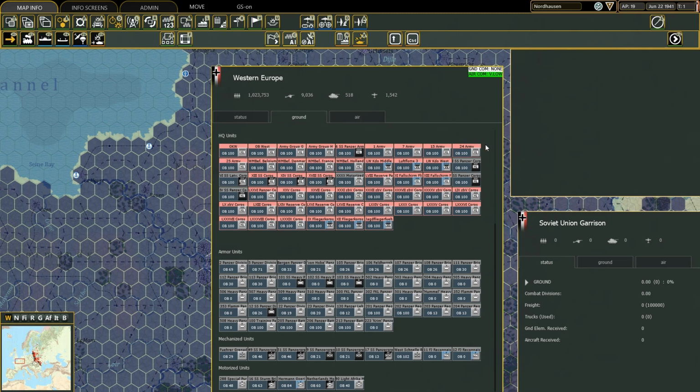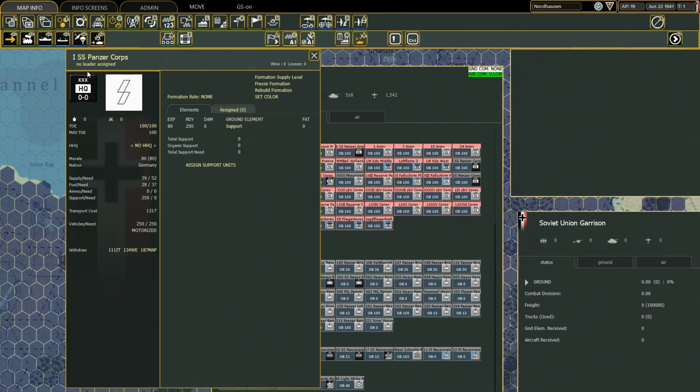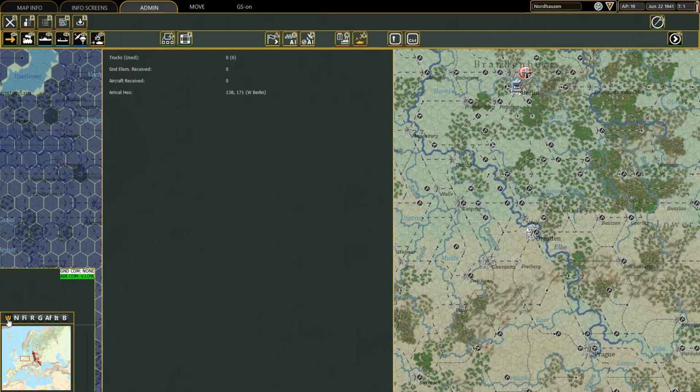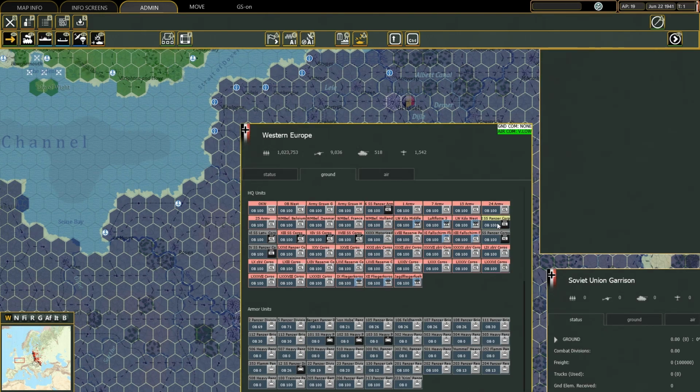literally all the units, even the units which will arrive with a delay. So if a unit is scheduled to arrive on, I don't know, July 5th, 1943, you will see it here in the editor, but you will not see it in the actual scenario of the campaign. Like, for instance, the 1st SS Panzer Corps, it has a delay of 110 turns, so it should arrive on August 1st, 1943, but still we can see it here anyway, because I'm using the editor right now.